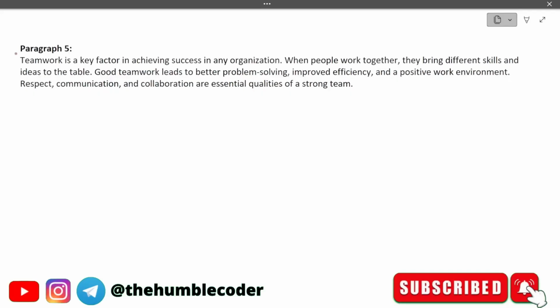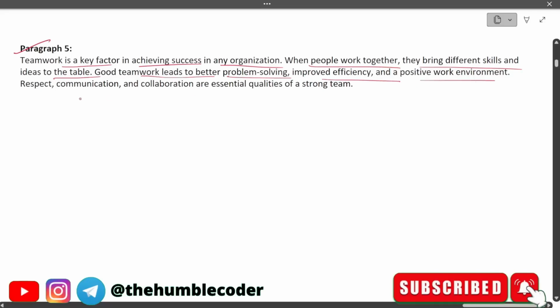The next paragraph that we have is: Teamwork is a key factor in achieving success in any organization. When people work together, they bring different skills and ideas to the table. Good teamwork leads to better problem solving, improved efficiency, and a positive work environment. Respect, communication, and collaboration are essential qualities of a strong team.